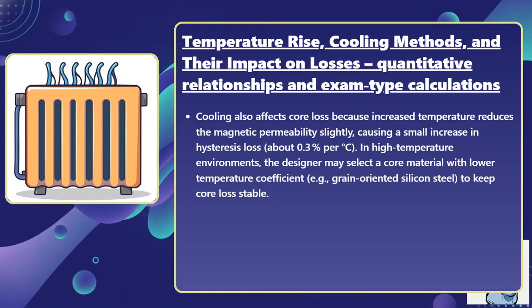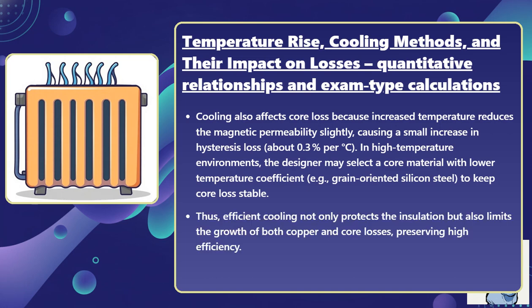Cooling also affects core loss because increased temperature reduces the magnetic permeability slightly, causing a small increase in hysteresis loss, about 0.3% per degree Celsius. In high-temperature environments, the designer may select a core material with lower temperature coefficient, for example grain-oriented silicon steel, to keep core loss stable. Thus, efficient cooling not only protects the insulation, but also limits the growth of both copper and core losses, preserving high efficiency.